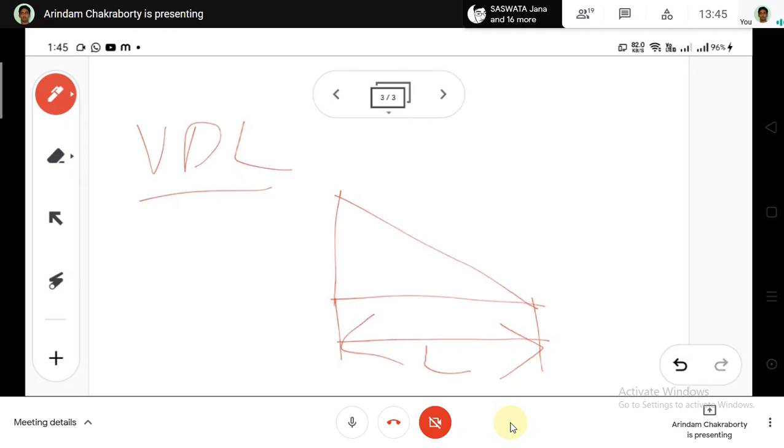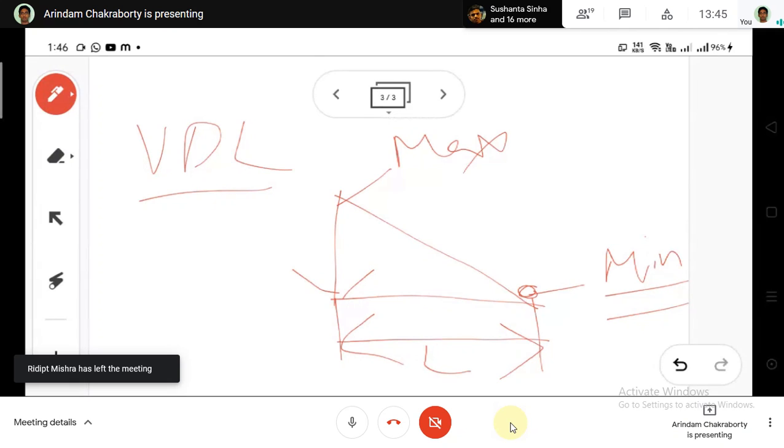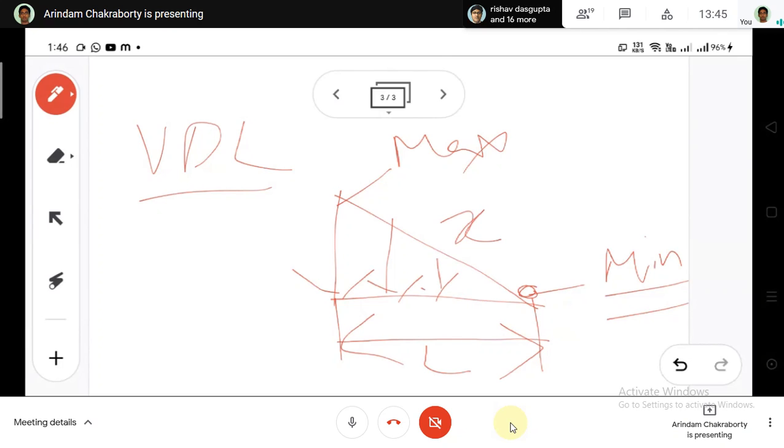Now this is length L. Here you will find max load, and here you will find minimum load. Now you may ask me, sir, is it termed as max load and minimum load? No, what we do is that we assume the average load to be x, again x Newton per meter. It may be meter, it may be feet, it may be yards, it depends on what you are using.